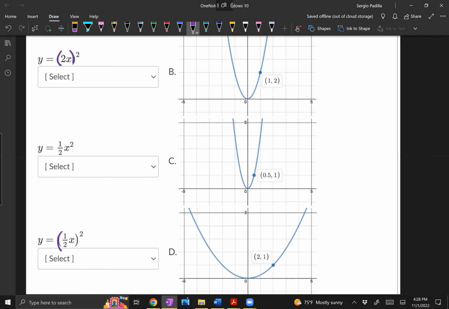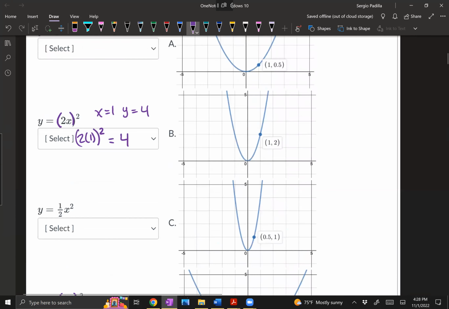In two of these, you're going to have a change on the inside. What this is telling you is that the x is going to get multiplied by whatever number's in there. So for example, in this one, let's say I let x equal 1. What would y equal? Well, y would equal 2 times 1, and then that squared. 2 times 1 is just 2, 2 squared is 4. So I would have the point (1, 4). Now, none of these have the point (1, 4) in it.